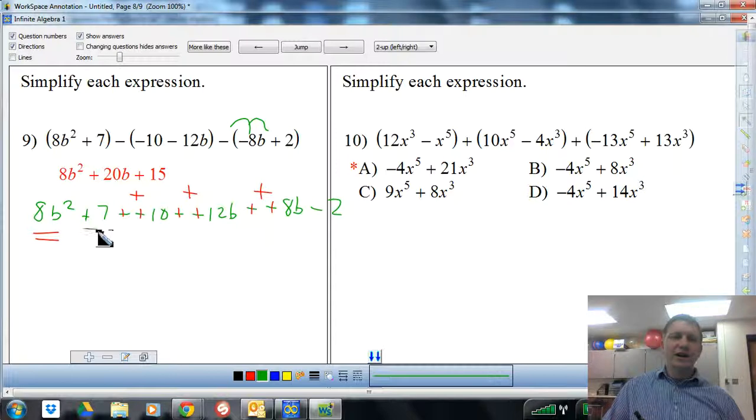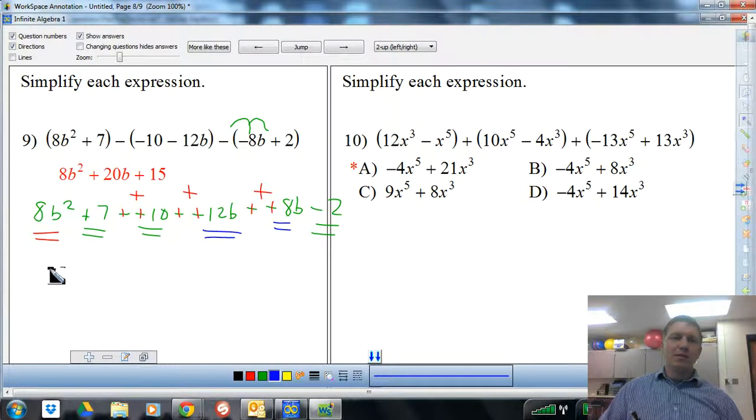Oh, this number right here, plus 7, can go together with plus 10. Oh, also this minus 2. So there's 3 pieces that can go together with that one. Okay, then last but not least, 12b can go together with 8b. All right. Sounds good. Let's put them together.